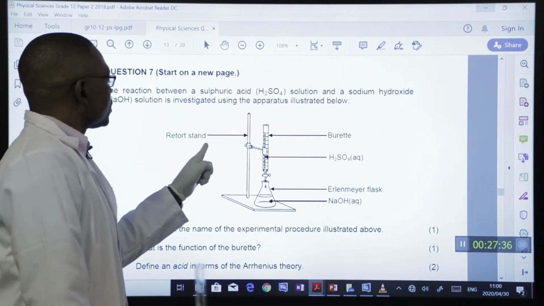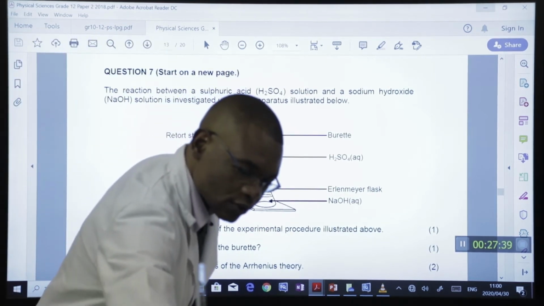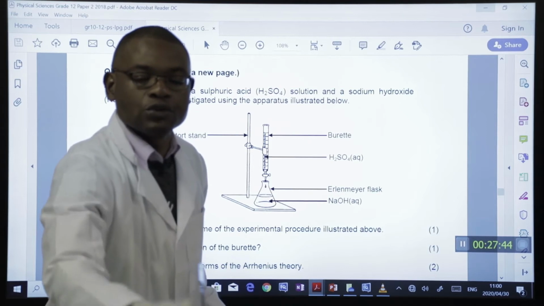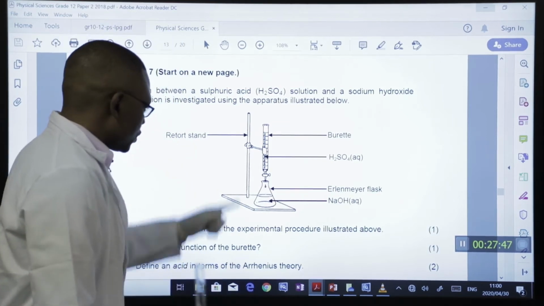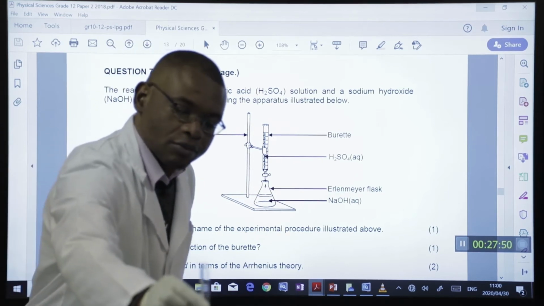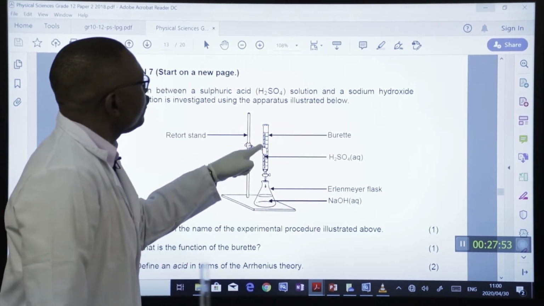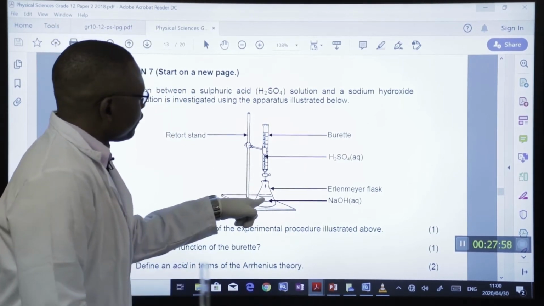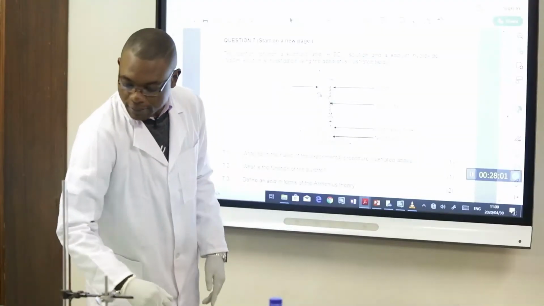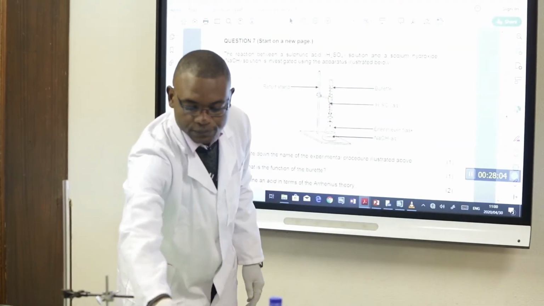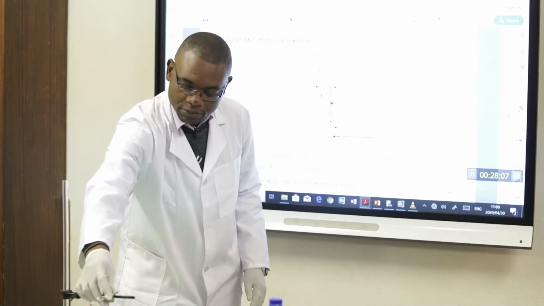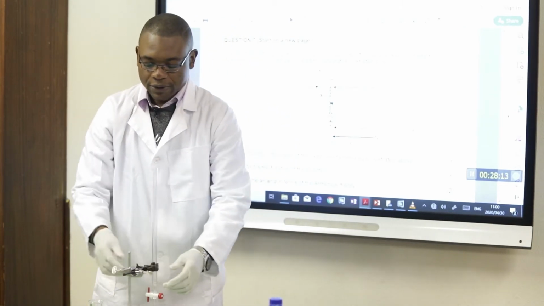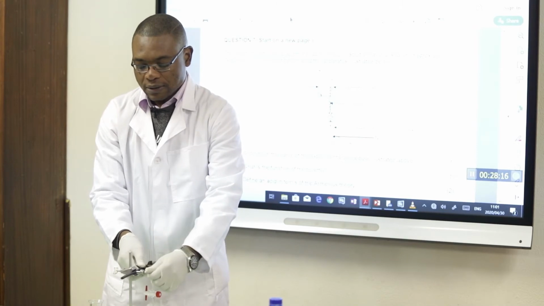So a retort stand, here is a retort stand, as you can see here, with a clamp. And here is a clamp which is used to hold the burette. And here is our burette, as you can see over there. And then in the burette, you are going to put sulfuric acid. And then in the flask here, we are going to put sodium hydroxide. So I've got my flask here. Here is my flask. So let me bring this closer and show you exactly how we operate this equipment.